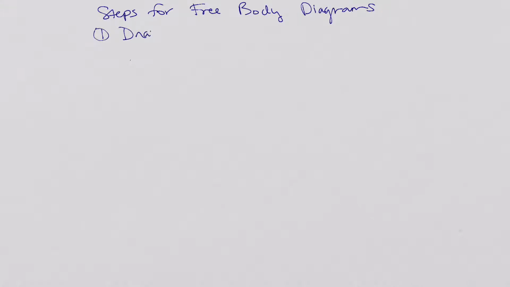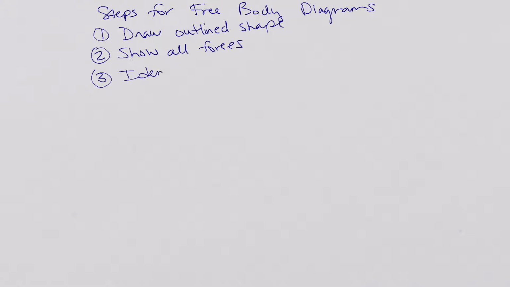The steps for free body diagrams. Step 1 is to draw the outline shape. Step 2 is to show all forces. Step 3 is to identify each force. And I've noticed y'all not always doing that. Go ahead and give it a name if it doesn't have a name already and identify what it is.